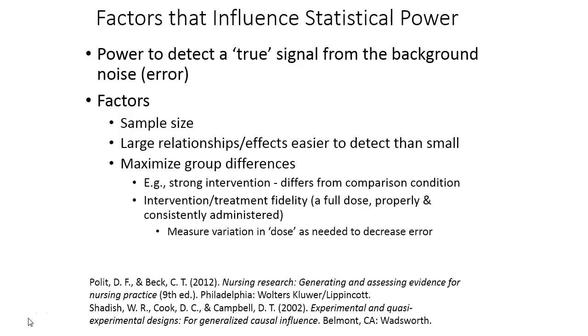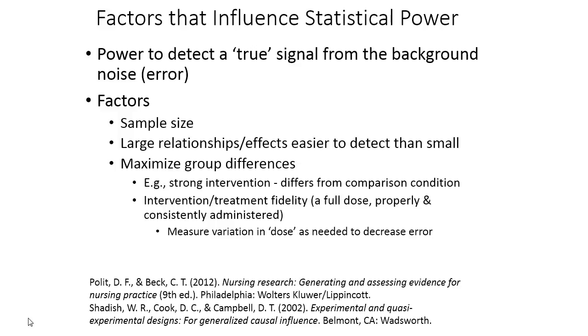So we'll be talking about that more in this talk, and then throughout the semester we'll be continuing to talk about things that can decrease that noise. So some of the main factors. The first one is sample size. Imagine the amount of signal coming from a single voice versus 100 voices or 1,000 voices. So one way to increase power is simply to increase your sample size.